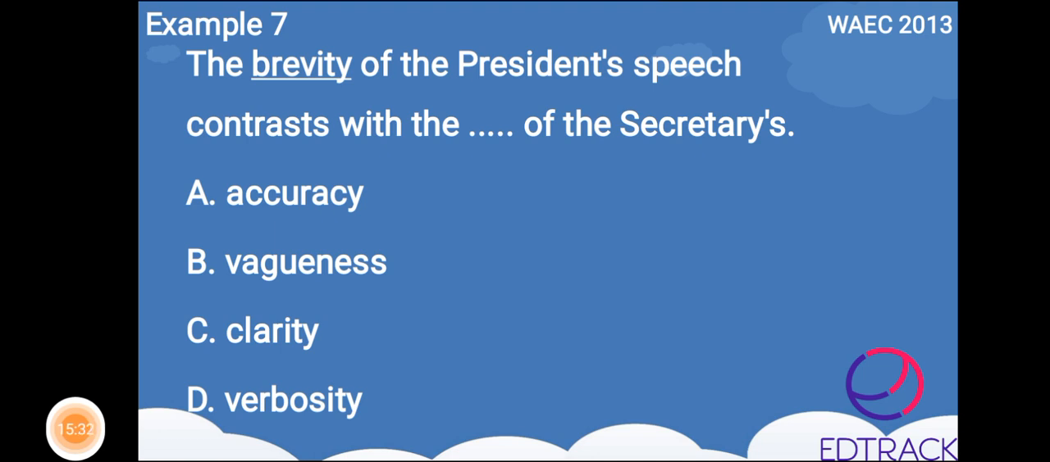Is it accuracy? Is it vagueness? Is it clarity or verbosity? Okay, the correct option is option D. Verbosity means giving unnecessary details, unrequired details, unneeded details.